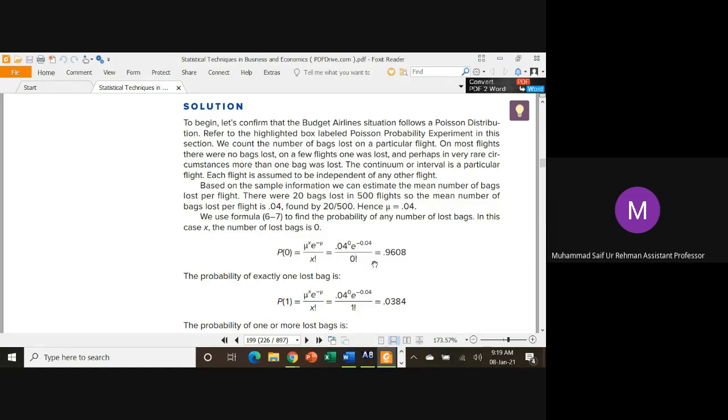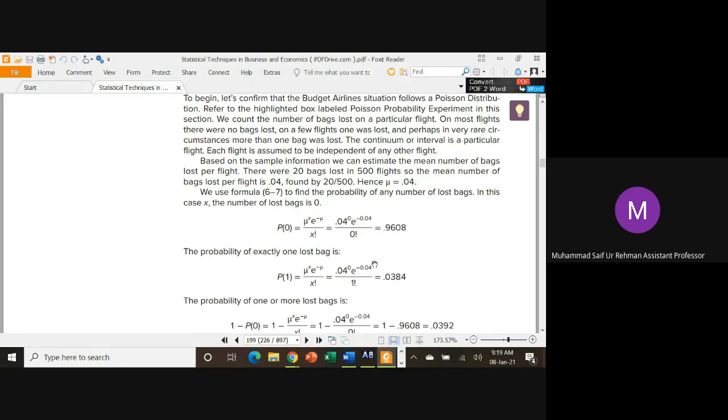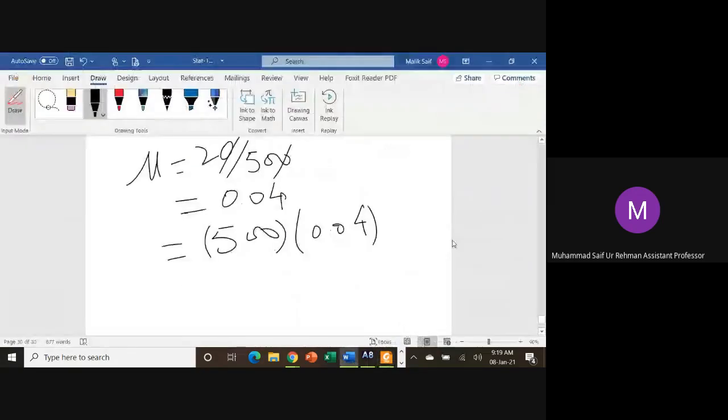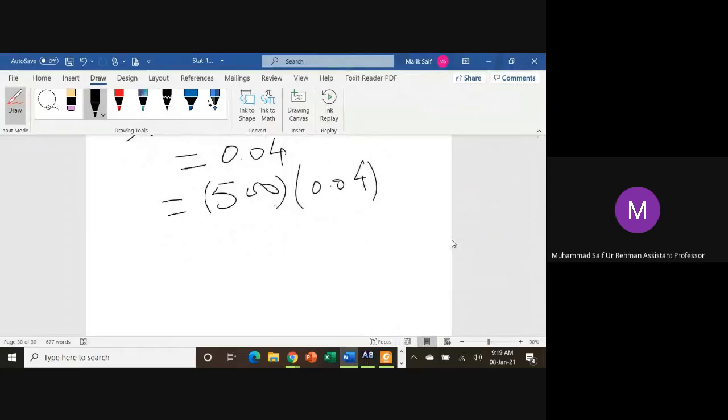Okay. So let us solve this. The question is, what is the likelihood or what is the probability that no bags are lost on a flight? No bags are lost on a flight. So probability of x is equal to 0. You can also write it as x is equal to 0. Although in your book it is written differently. So you can write it down as x is equal to 0. What does this mean? No bags are lost on a flight.